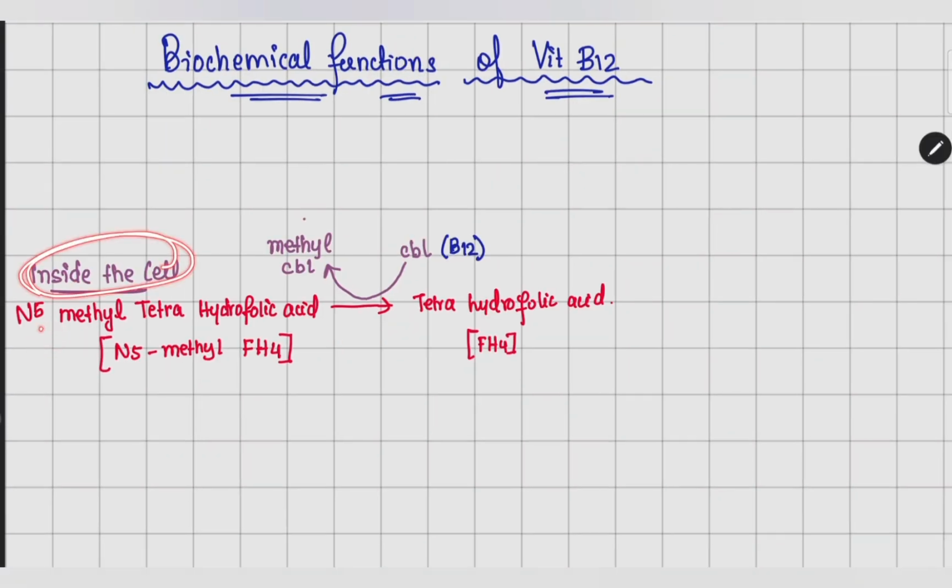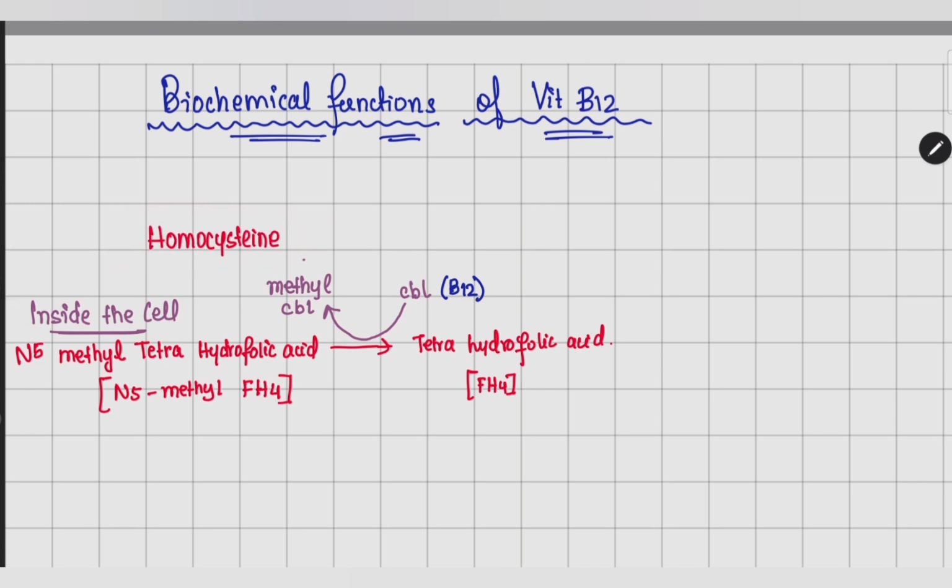Inside the cell, methyl tetrahydrofolic acid uses methionine synthase and converts into tetrahydrofolic acid. In this process, methyl from methyl tetrahydrofolic acid gets attached to cobalamin, that is B12, and gives rise to methylcobalamin. Now simultaneously there is another reaction where homocysteine uses methionine synthase to become methionine. This reaction needs a methyl group and it derives the methyl group from the methylcobalamin, which gets converted to cobalamin again. Now let's see why this reaction is so important to us.